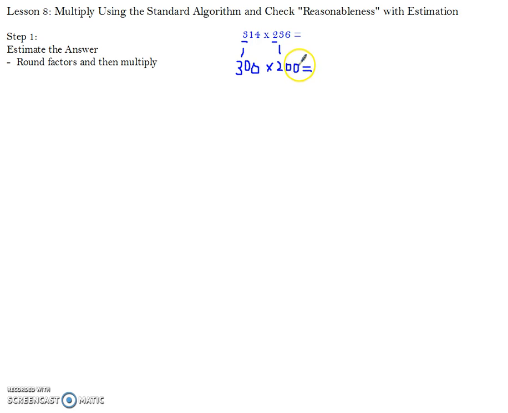The easy way to do this is you count the zeros: 1, 2, 3, 4, and there's 4 zeros in my answer. And then all that's left for me to multiply are my hundreds, which is 2 and 3 multiplied together is 6. So my estimated answer is going to be 60,000.